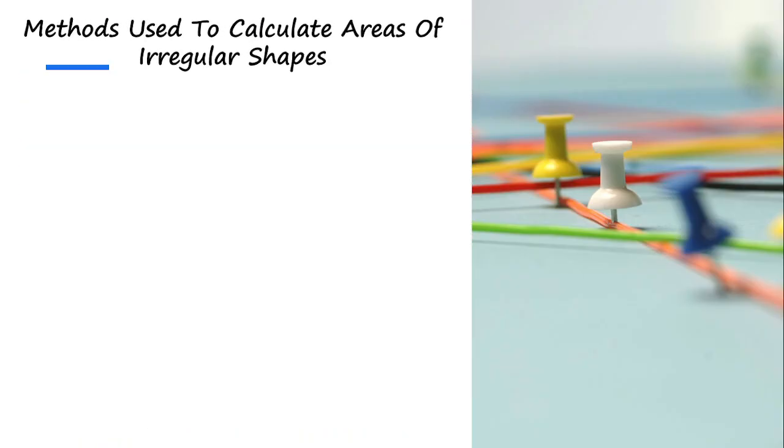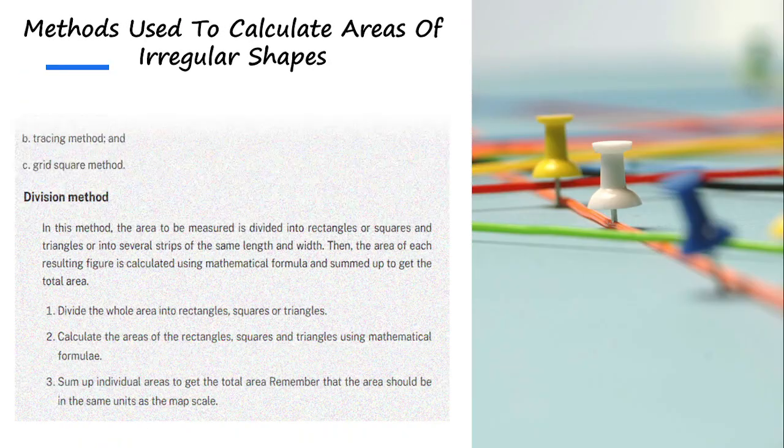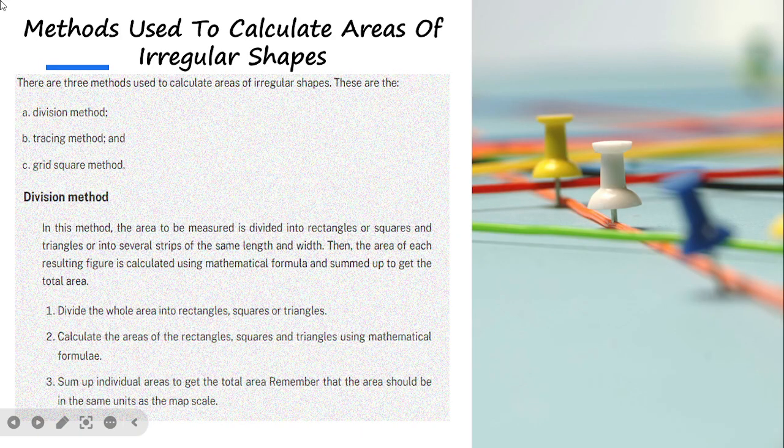Methods used to calculate areas of irregular shapes. Now there are three methods you can use to calculate areas of irregular shapes. These are as follows. The first one is the division method, the second one is the tracing method, and the third one is the grid square method. All these three are there just to help you calculate the areas of irregular shapes or irregular features on your map. Now we'll start with the first one, the division method.